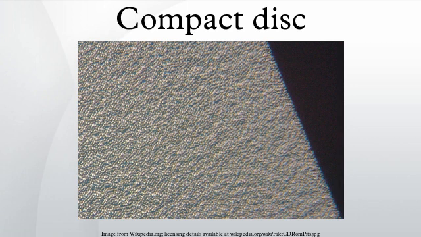A CD is read by focusing a 780 nm wavelength semiconductor laser through the bottom of the polycarbonate layer. The change in height between pits and lands results in a difference in the way the light is reflected. By measuring the intensity change with a photodiode, the data can be read from the disc.